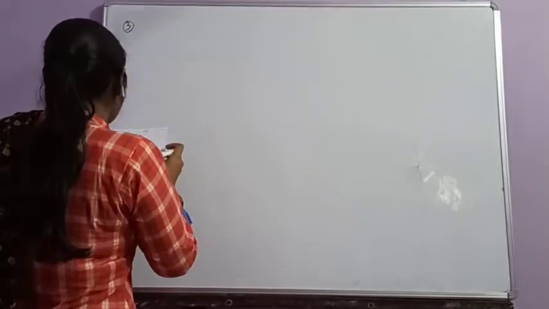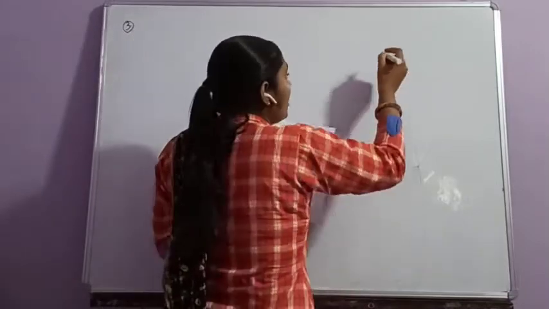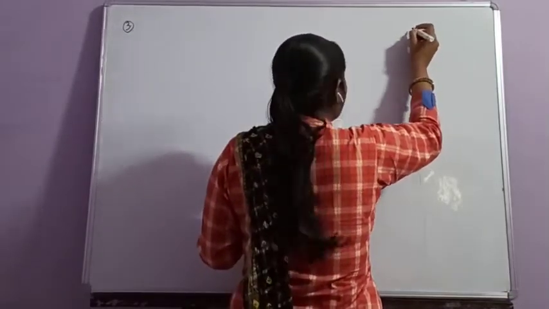The question is: Radha made a picture of an aeroplane with colored paper. Find the total area of paper used.